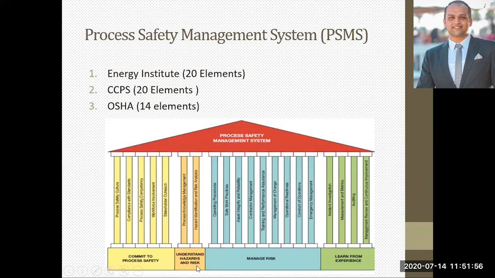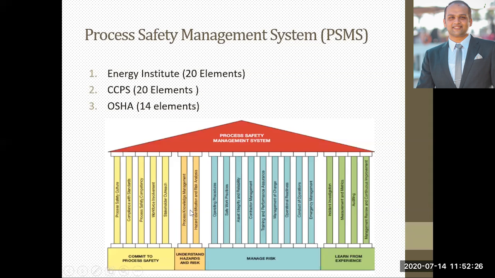Understanding hazards and risks includes process knowledge management, and hazard identification and risk analysis. Hazard identification is mainly HAZOP and What-if, and all of these sorts of hazard identification we spoke about: is it maintained at their sites or not? And while they are doing management of change, for example, is it obligatory to have a hazard study for these changes? And process knowledge management includes all of the documentation of process safety.